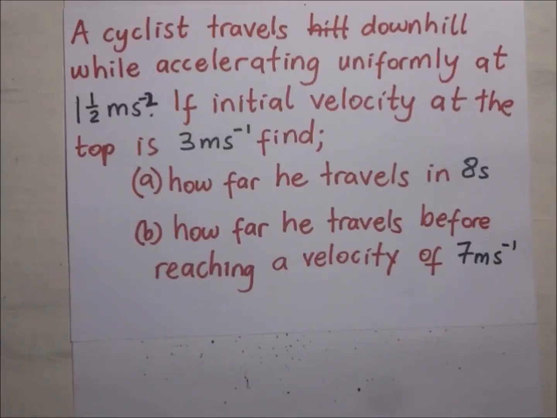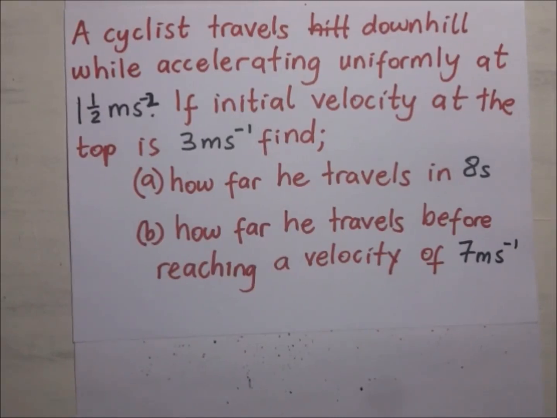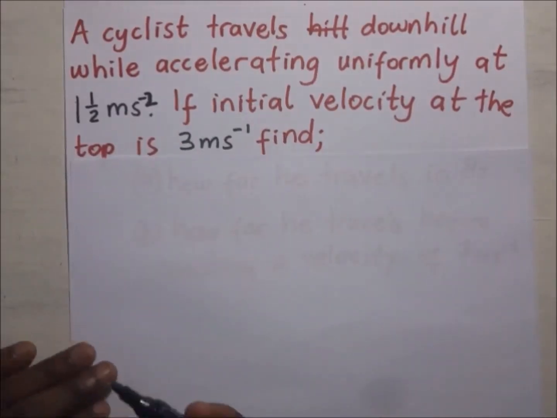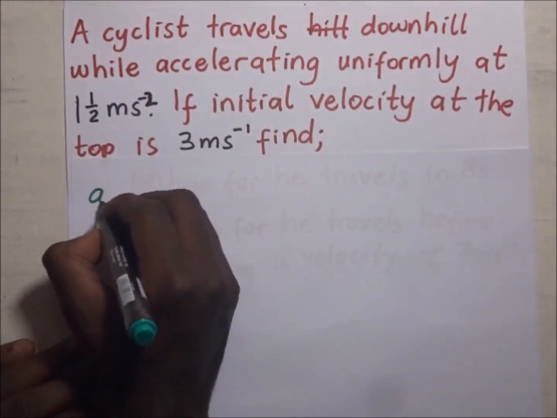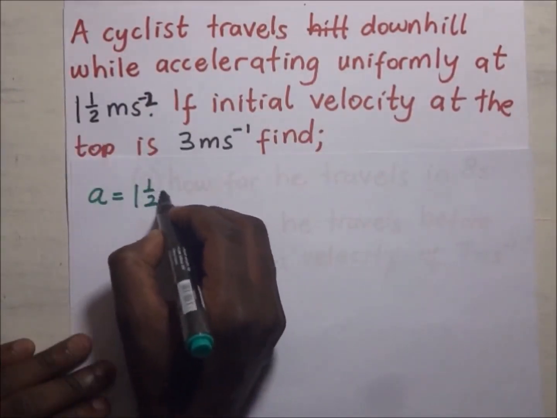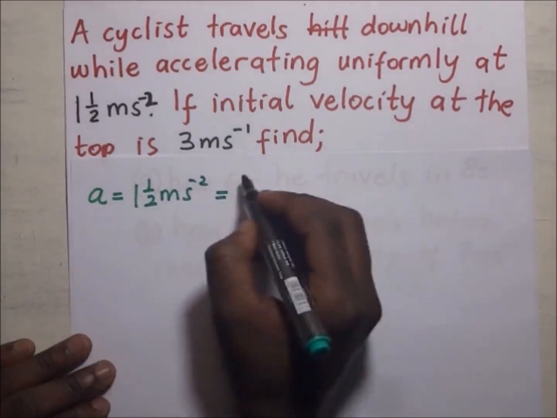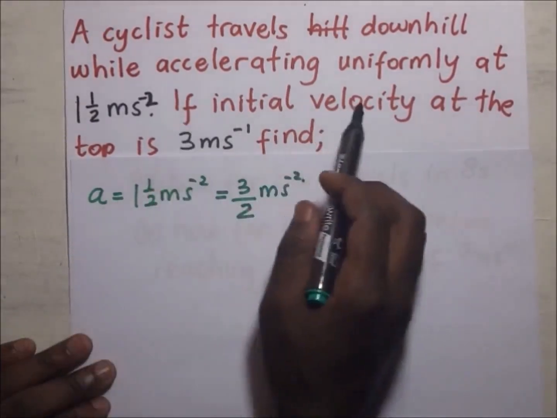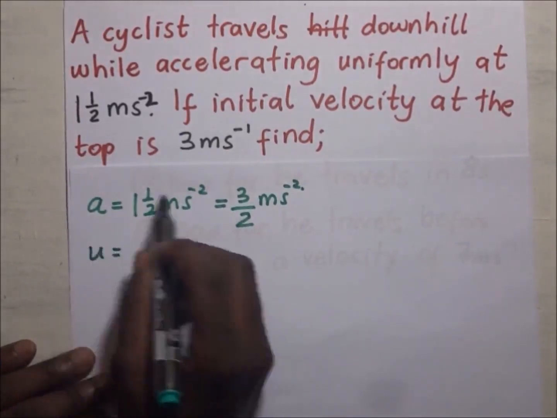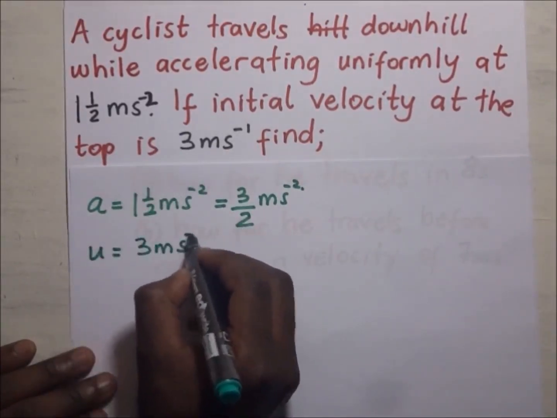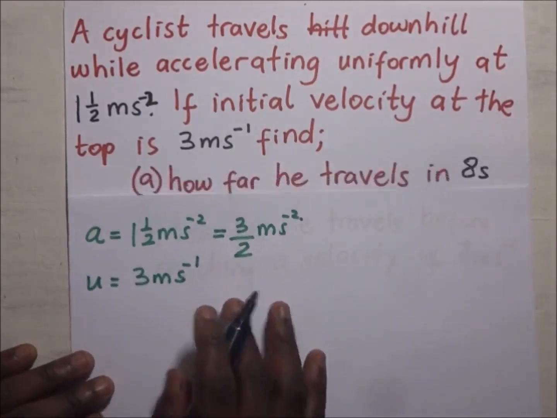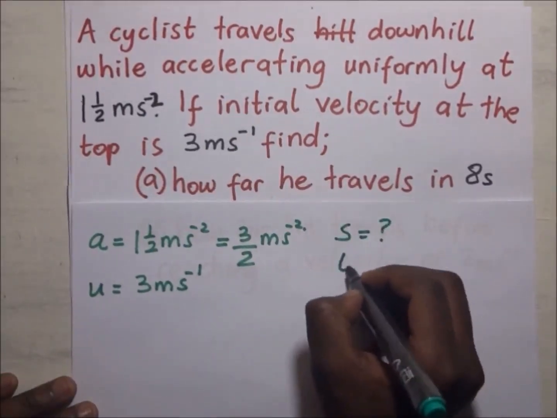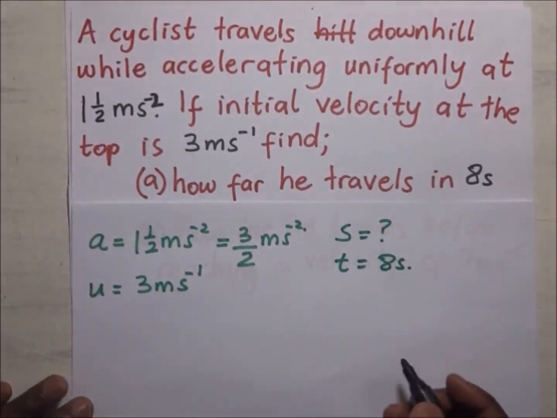A cyclist travels downhill while accelerating uniformly at 1.5 meters per second squared. If the initial velocity at the top is 3 meters per second, find how far he travels in 8 seconds. To summarize this question, he's accelerating at 1.5 meters per second squared, which is the same as saying 3 over 2 meters per second squared. That's the acceleration. The initial velocity is 3 meters per second. So they want you to find the distance he travels when the time is 8 seconds.